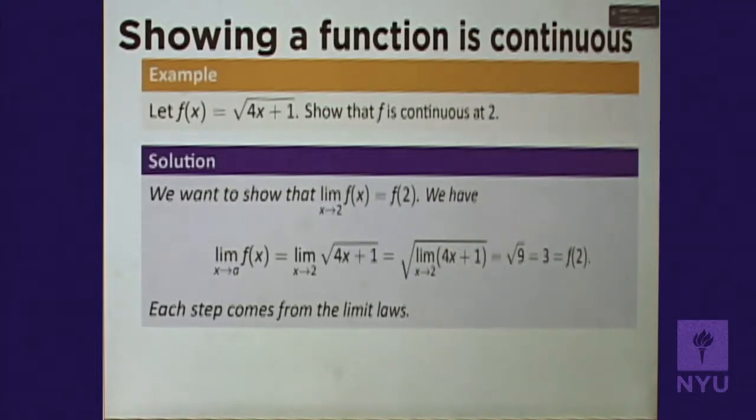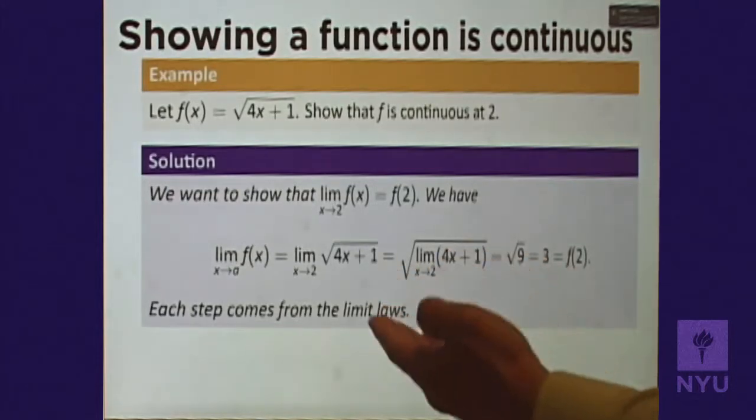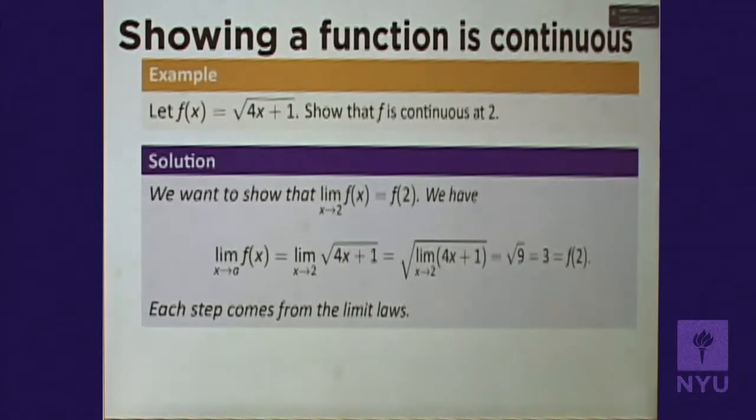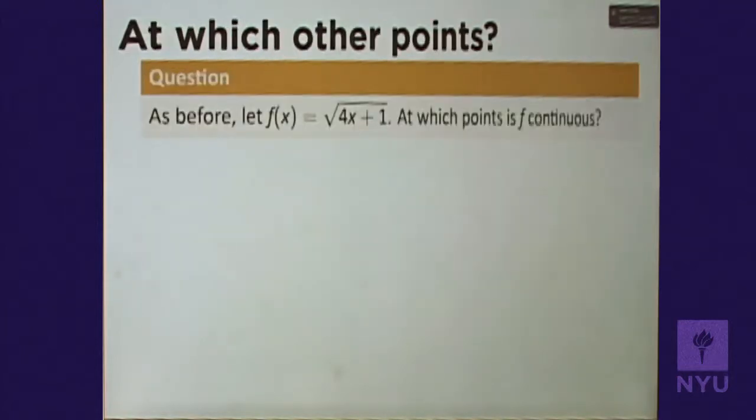4 times 2 plus 1 is 9, so I'm trying to find the square root of 9, which happens to be 3. And as I go back to the function, if I plug in x equals 2, what I get is 4 times 2 plus 1, 9, square rooted, which is 3. And so what we've demonstrated is that the limit of the function at the point 2 is equal to the value of the function at the point 2. Therefore, this function is continuous at 2. And each step in our equation here comes from a particular limit law.